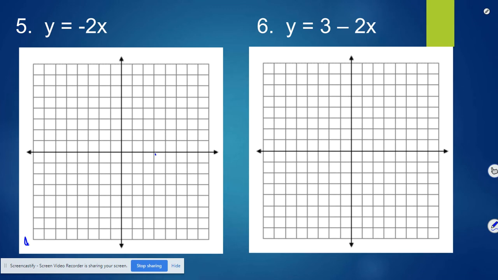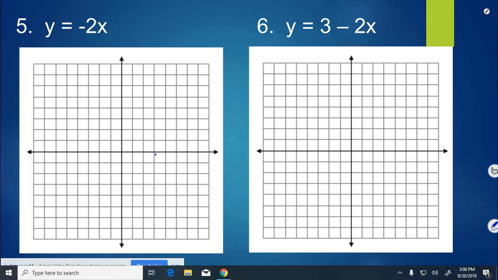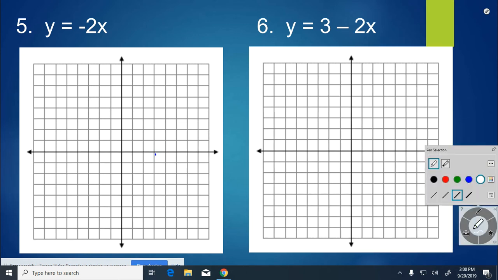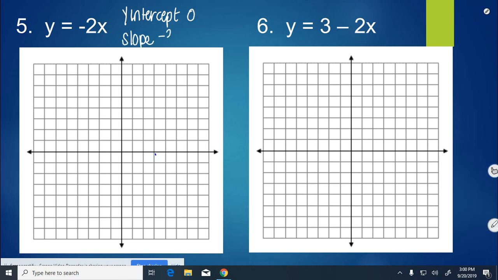All right, so for number 5, we have y = -2x. Now, hopefully you're noticing that that negative sign right away tells us that we're going to have a negative slope instead of a positive slope. So our y-intercept, once again, would be 0, and our slope is negative 2 over 1. Remember, whenever it's a whole number, you put it over 1. All right, so now we can start to graph.